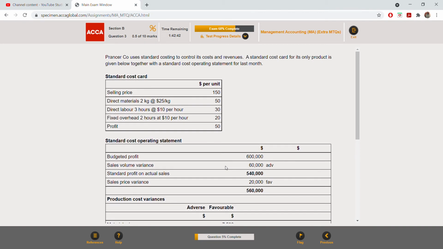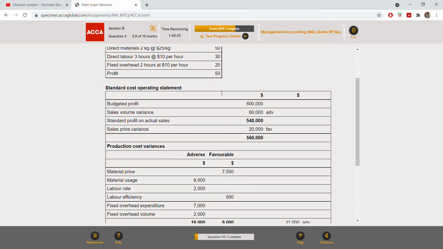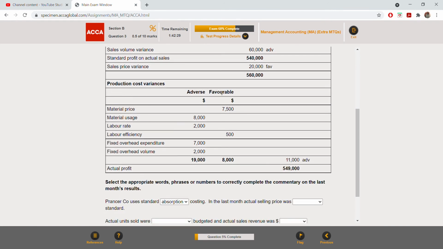Are you given the selling price? You're not given the selling price of actual. You're given the standard selling price, which is 150. But you're not given the actual selling price. Then how can you answer this question? Just use your brain. Think. It is something given to you, in front of you, which you're not seeing.